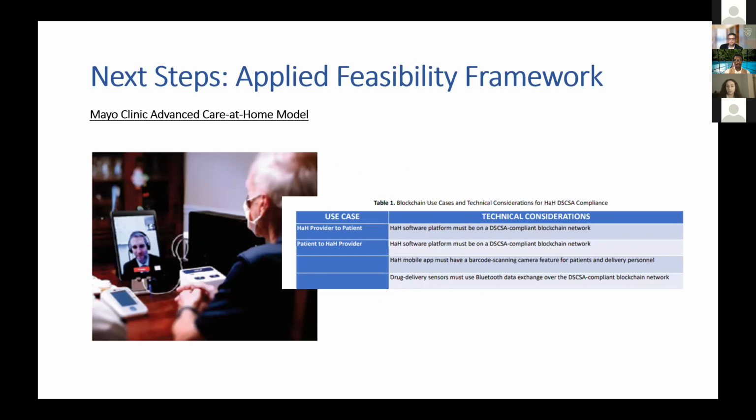And next up, at Mayo Clinic, we have the advanced care at home model. We have our own network deploying that care in Florida and Wisconsin. We were able to outline a handful of small pilot program projects, use cases that we would deploy moving forward into the summer and fall of this year. Basically, we were looking at drug delivery sensors that would be able to stream data and track the delivery of a drug to patients, and a mobile app with barcode scanning features for patients when they receive a drug at home, and also a general software platform that is compliant and would facilitate the storage of that blockchain data as we go.